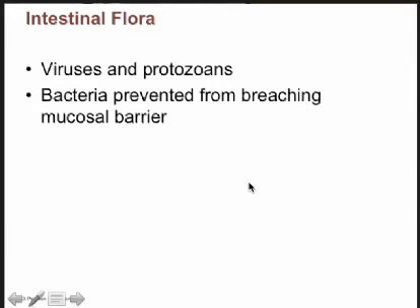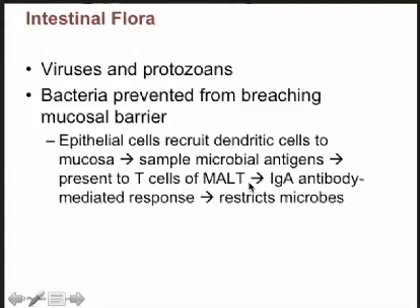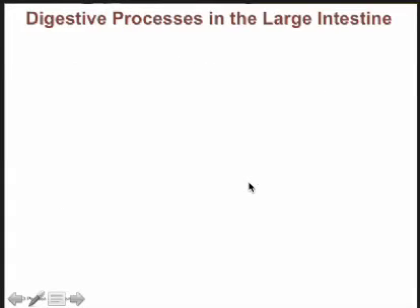The bacteria are prevented from breaching the mucosal barrier. The epithelial cells recruit dendritic cells. Remember, those are a component of the lymphatic system. These head to the mucosa, and they sample microbial antigens and present them to the T cells that lie in the mucosa-associated lymphatic tissue. And this promotes the production of IgA antibodies and restricts the entry of microbes into the deeper tissues. Again, an excellent design on the part of the human body to put the lymphatic tissue where it's most likely to encounter pathogens.